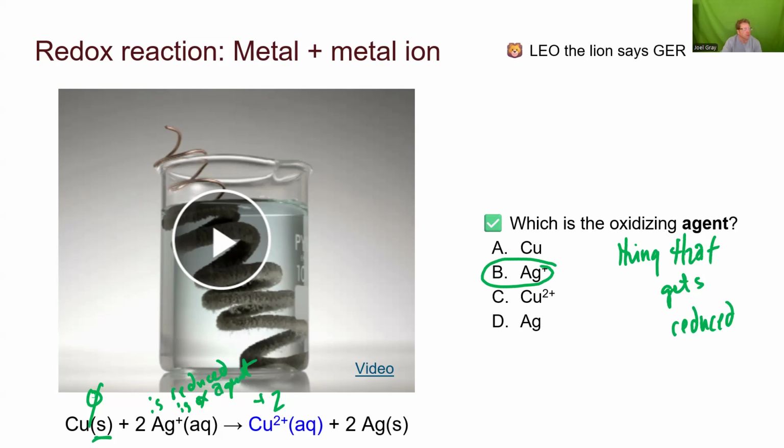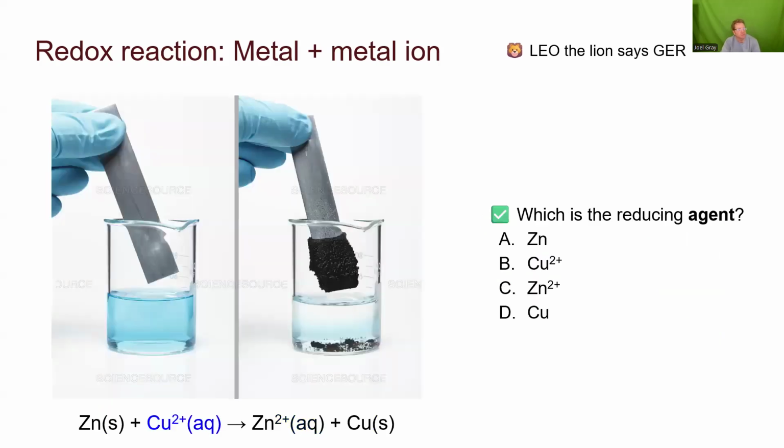Okay. Then this, which is the reducing agent? Well, the reducing agent is the thing that gets oxidized. So what gets oxidized here? A, B, C, or D? A. Absolutely. Agents are always on the reactant side.